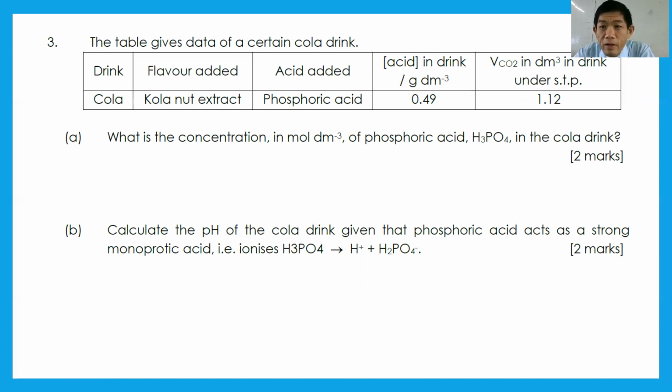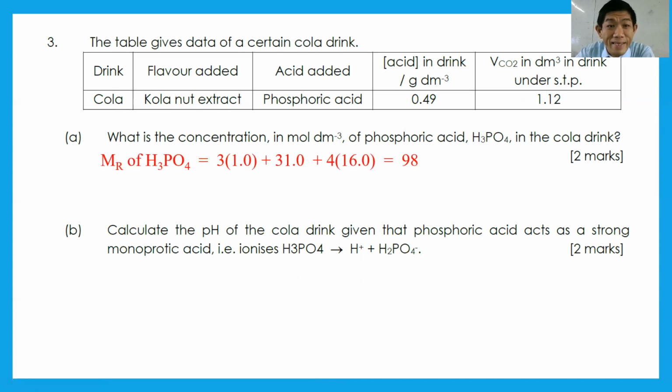The volume of the carbon dioxide in the drink is 1.12 decimeter cube. So number 1A, what is the concentration for the phosphoric acid in the cola drink? You use molecular mass. RMM is 98. So concentration is 0.49 divided by 98 divided by 1.0, mole per decimeter cube. So you get 0.005 mole.